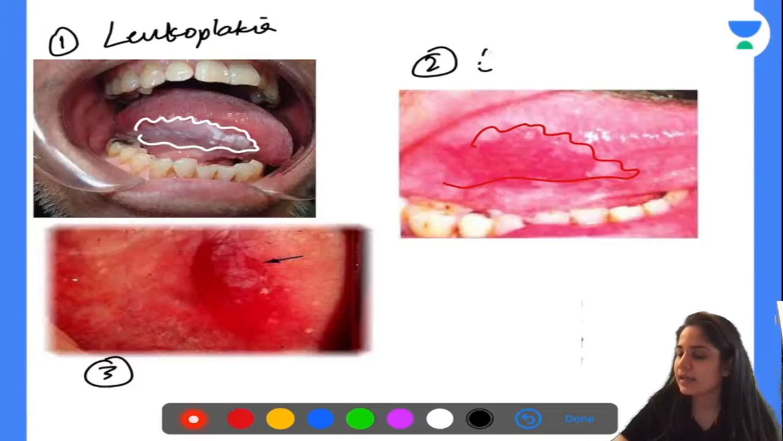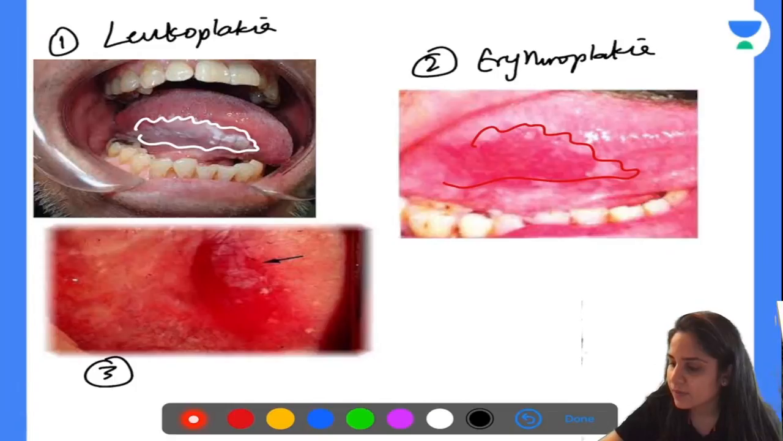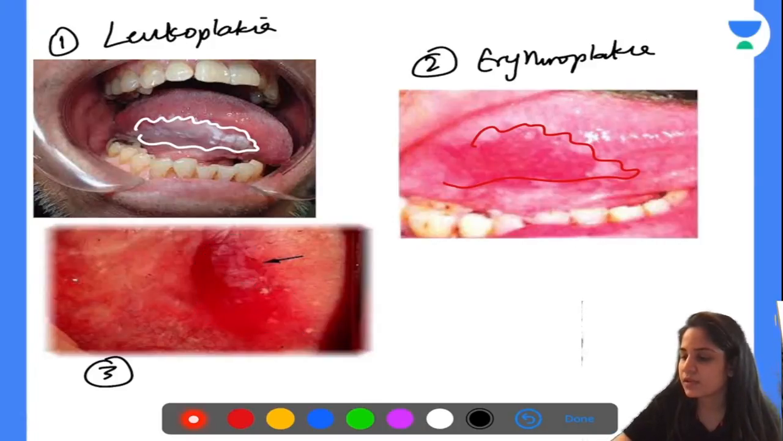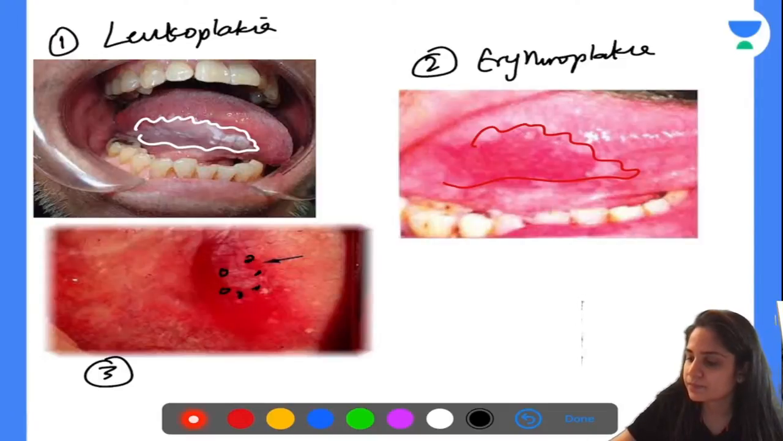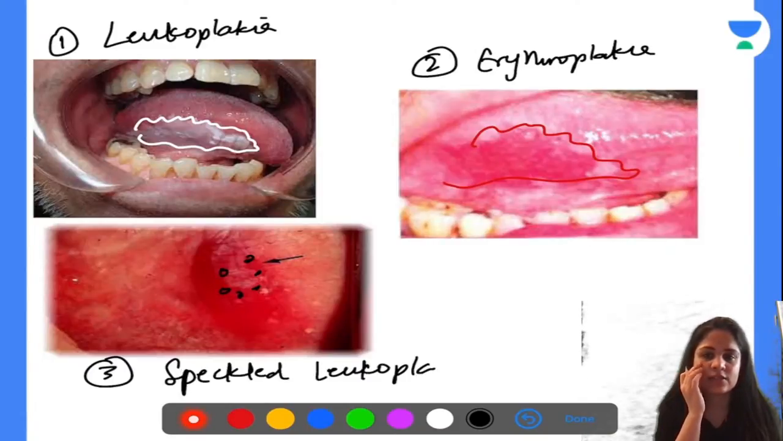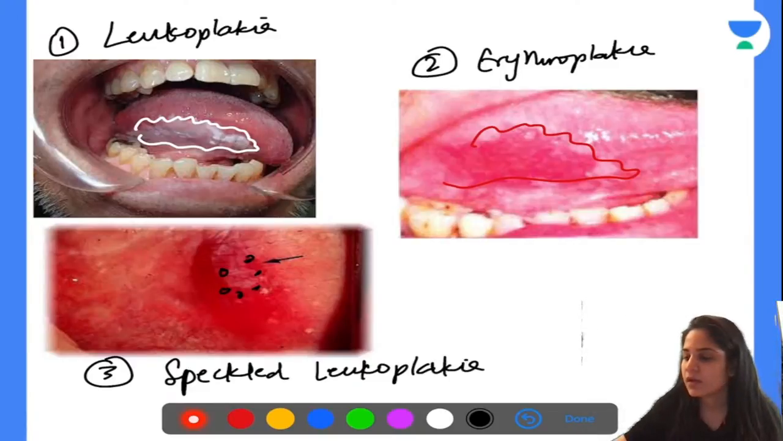Okay, and then if you see very closely, this is the reddish tissue and then you are seeing this whitish tissue over here. Can you see it properly? If I show you, you can see. So there are basically islands of white tissue over here. So this is called nothing but speckled leukoplakia. Small specks of whitish pre-malignant lesion in the oral cavity.